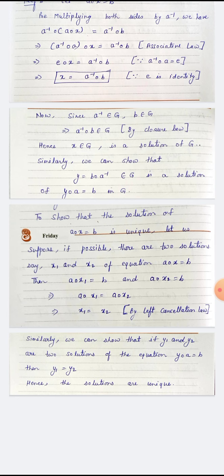Similarly, we can show that if y1 and y2 are two solutions of the equation Y operation A is equal to B, then in the similar manner we will get y1 is equal to y2. Hence, the solutions are unique. These are the properties of group.